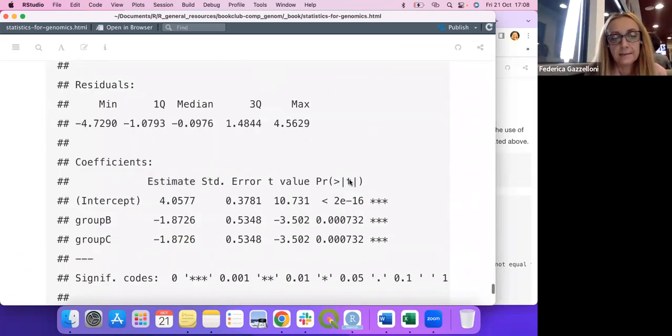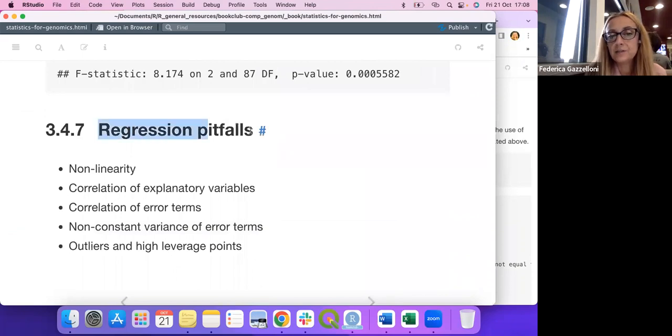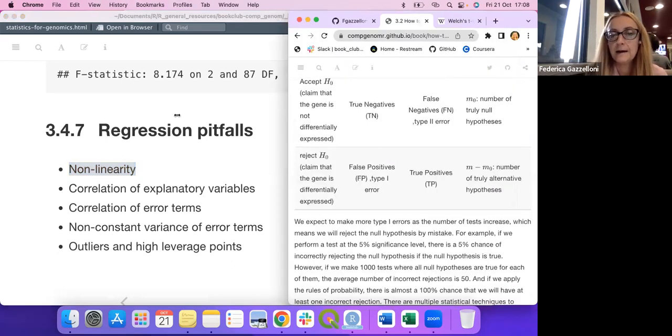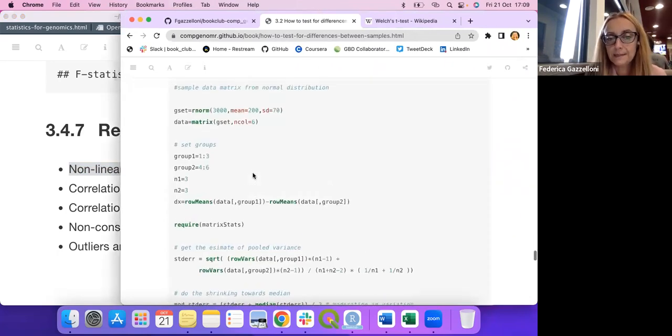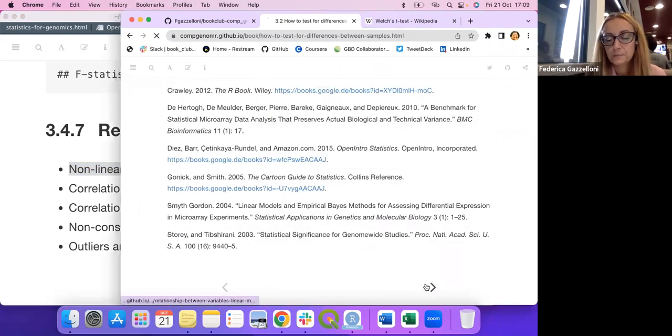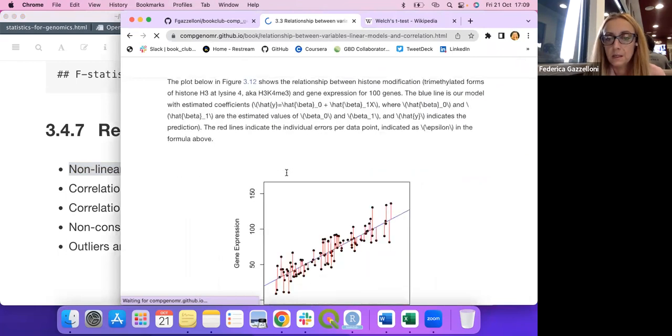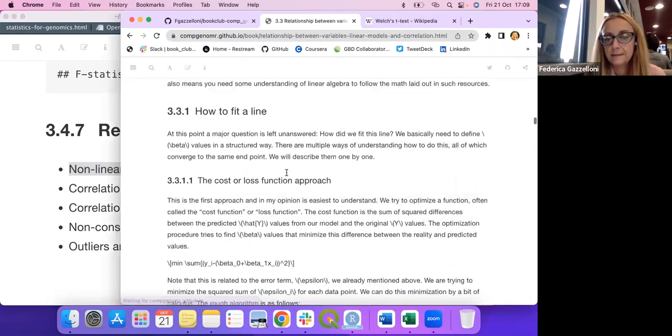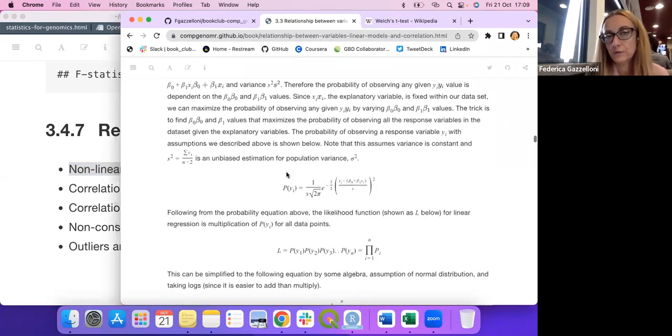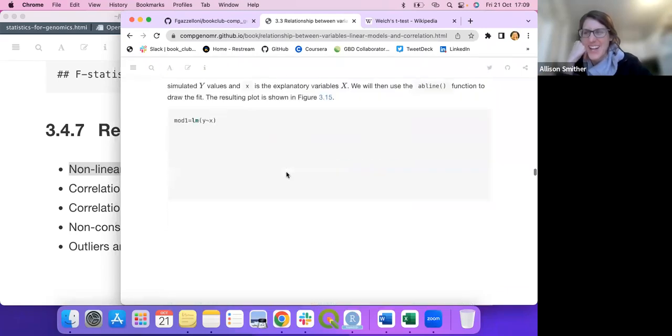Yeah. And in fact, there are some regression pitfalls when using regression models: non-linearity behavior, correlations, variables, correlation of error terms, or non-constant variance of error terms, and outliers and high leverage points. There's more in the chapter. Basically you can talk for hours. Yeah, so, a lot of statistics in one hour.